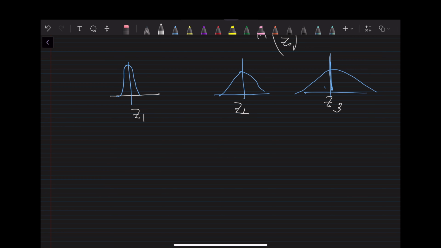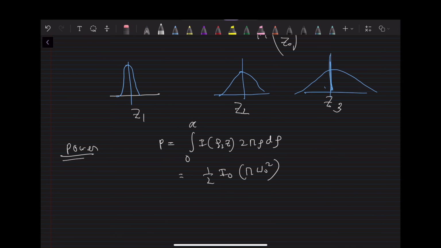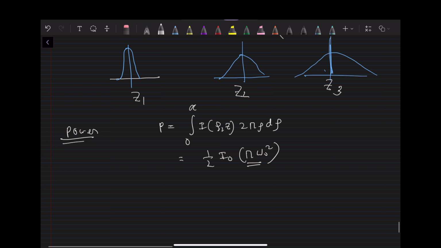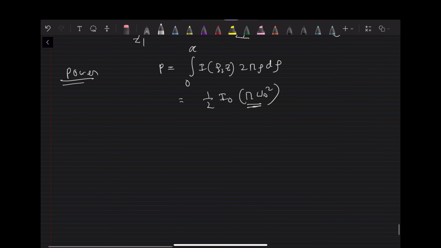Then again, intensity is important. Then one more thing is very important, that's power, or total power. In order to find total power, you have to integrate along the rho, and with this integration what you can find out is, oh, this is something like the area, right? And rho naught is the radius, so you have that half term.